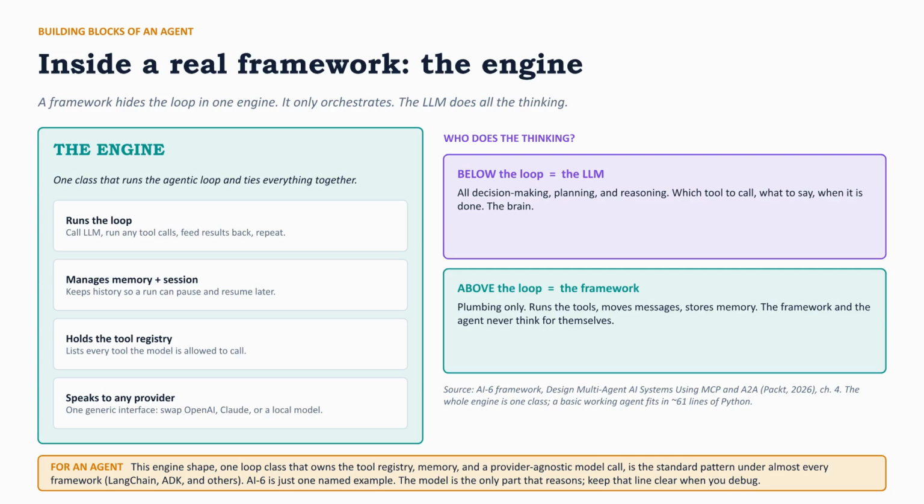Below it is the LLM, where all the planning and reasoning happen, and above it is the framework, which is pure plumbing that never thinks. A grounding fact is that a basic working agent can be about 61 lines of Python with the whole engine as one class. This engine shape, one loop class owning the registry, memory, and a provider-agnostic model call, sits under almost every framework, so learn the shape, not the brand name.